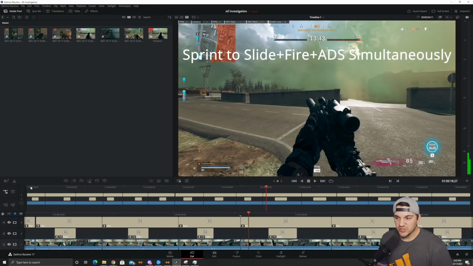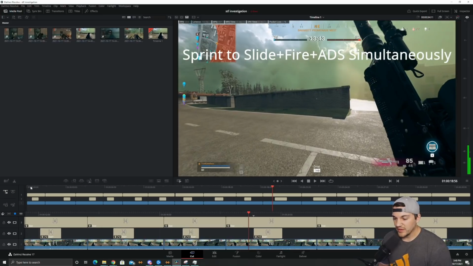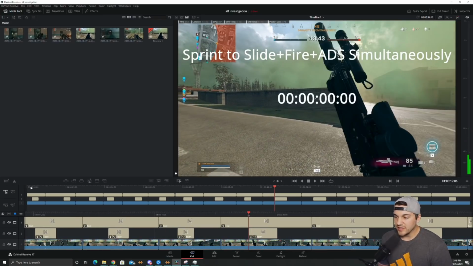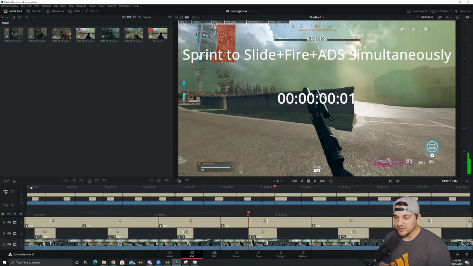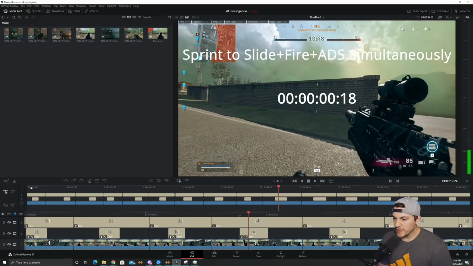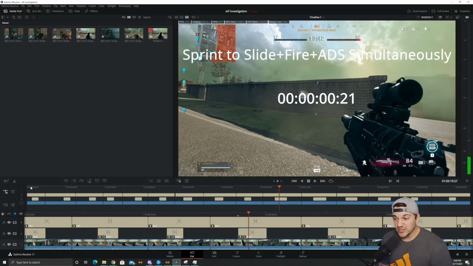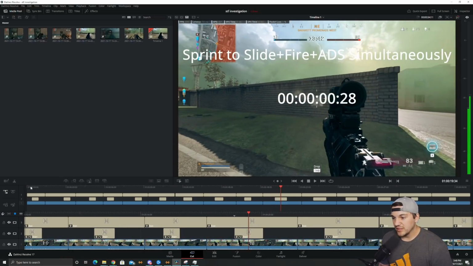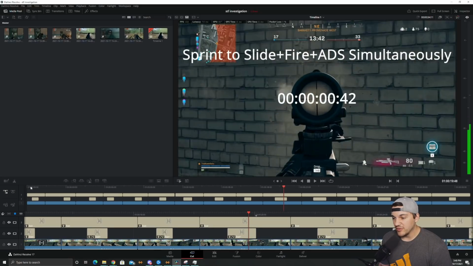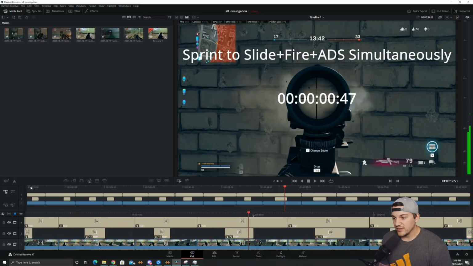Then we had sprint to slide plus fire plus ADS. This was me including everything all in one because I wanted to see exactly how this stuff stacked and how it worked. So sprinting, I start sliding right here. The hip fire dot shows up, first frame. So 20 frames to get the first bullet to fire. And then it was 47 frames to get your ADS. So you'll notice that that's different. We'll talk about all the numbers and what this all means once we get into the spreadsheet.